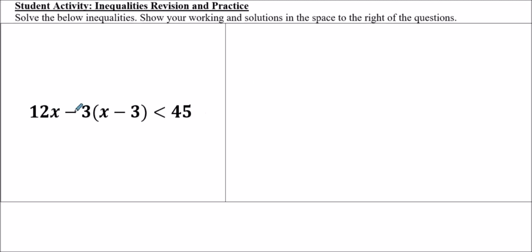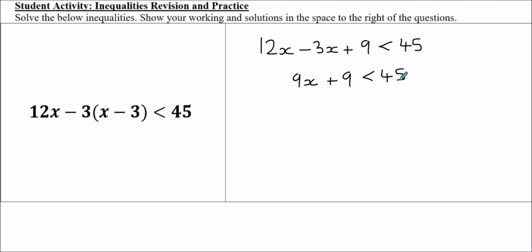Next, some brackets, so expand these again. So 12x just stays as 12x. Minus 3 times x is minus 3x. Minus 3 multiplied by minus 3 is plus 9. And that's less than 45. Simplify. 12x minus 3x is 9x plus 9 has to be less than 45.